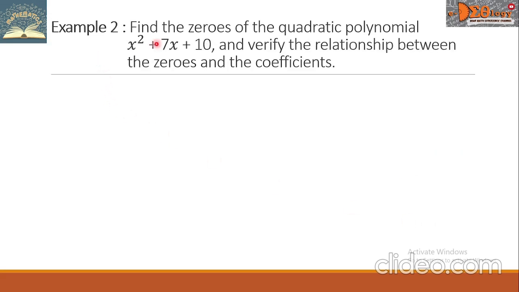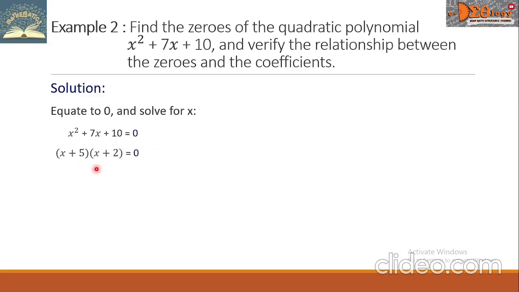Example 2. Find the zeros of the quadratic polynomial x squared plus 7x plus 10 and verify the relationship between the zeros and the coefficients. We are going to equate our polynomial to 0 and solve for x. So we write x squared plus 7x plus 10 equals 0. Let us solve the polynomial by factoring. So we have (x plus 5)(x plus 2) equals 0.